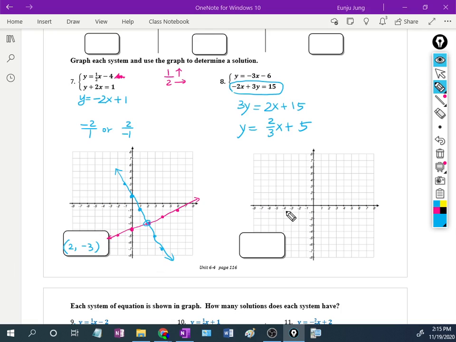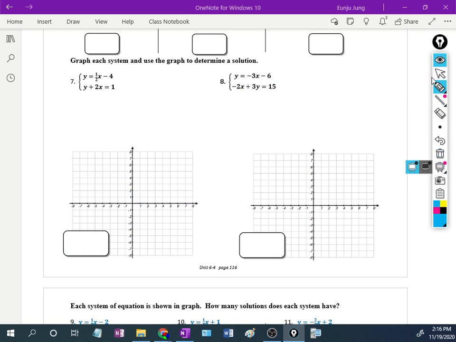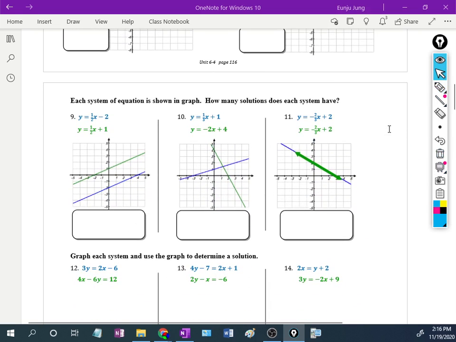Okay, now let's look at the next group of questions. All right, let's see. Number 9, 10, 11. Each system of equations is shown in a graph. How many solutions does each system have? So let's look at the first one. Where do they meet? Oh, they do not meet at all, right?